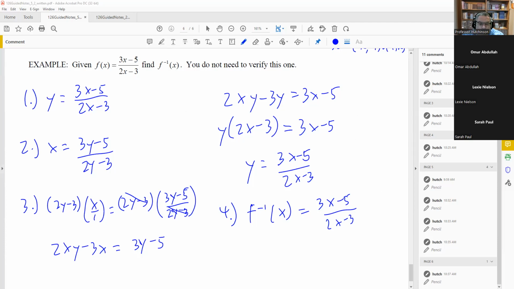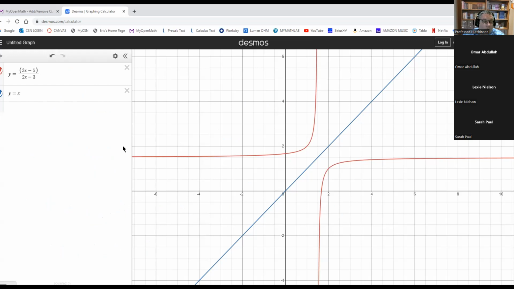Okay, so let's give you a second to write that, and I'm going to flip to the other screen and show you the graph here. All right, so here's Desmos. Now if you look at that, here's the 3x minus 5 over 2x minus 3, and we have the y equals x graph. Notice what happens right here. This is the line y equals x. You notice this is already symmetric. If we take this red line and fold it over the blue line, it's going to end up overlapping itself.